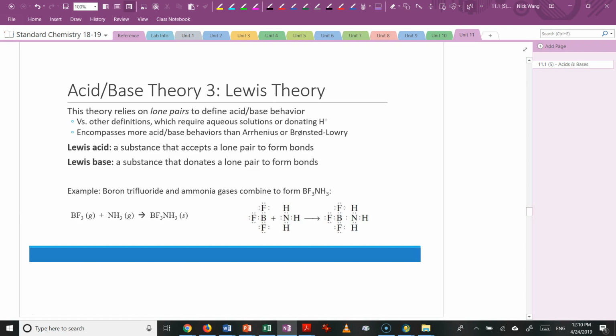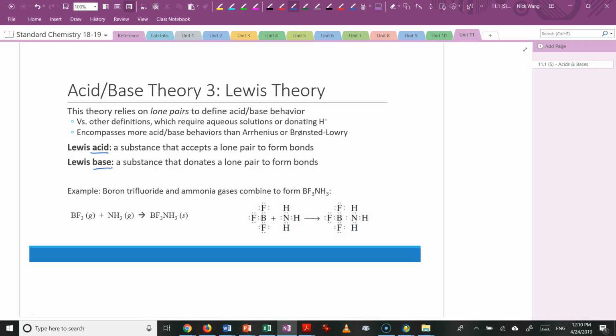So how they define this one, instead of using H's and whatnot, they actually just look at electrons. So they don't even use atoms. They don't even use actual substances like that. They use little electrons here to define it. So what this means is that a Lewis acid is a substance that accepts a lone pair to form a bond. A Lewis base is a substance that donates a lone pair to form a bond. Now, why do they go to this length to define it? That's a little bit beyond our scope, but do know that chemists have a much broader definition of acids than just H pluses and such.